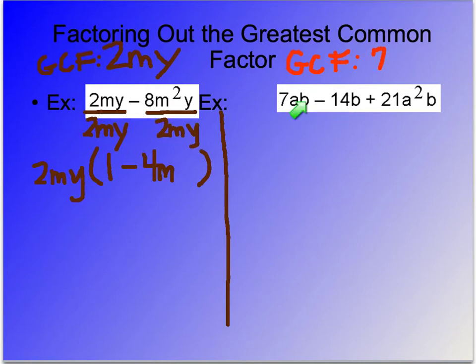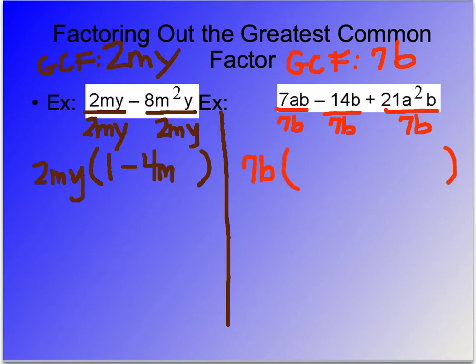All three terms do, however, have a b. And b is the lowest exponent that there is. 1 is the lowest exponent that there is. So b is a part of my greatest common factor. Now I take that and I divide each term by that greatest common factor. So my final factored form answer, I'll write the GCF, and then I do my division.